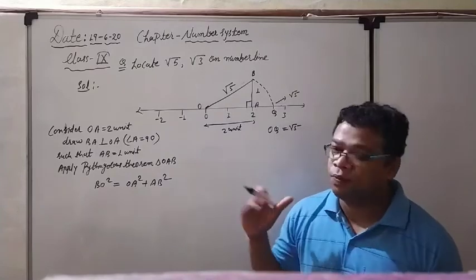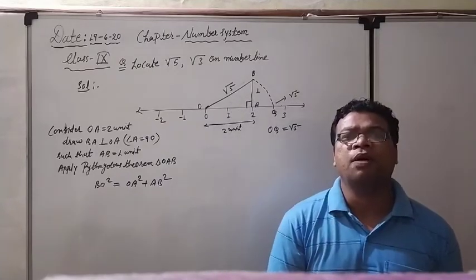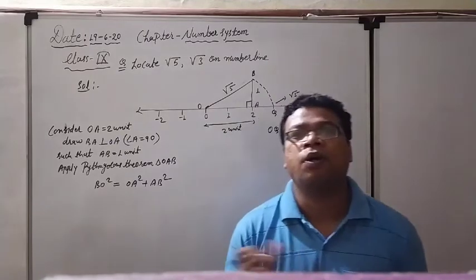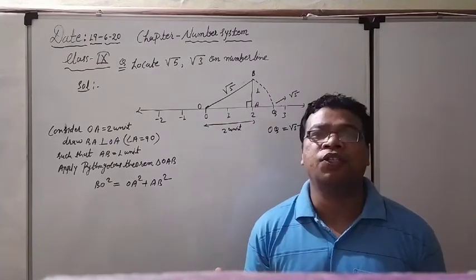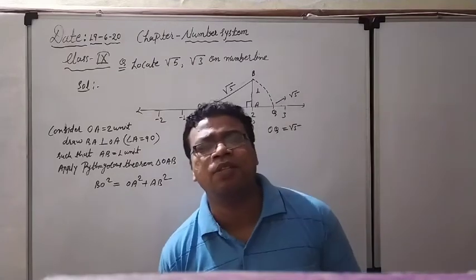Right now, we have talked about all the things. What is a rational number? What is an irrational number? What is their definition? How can we recognize them? What is the difference between them? What is their decimal expansion? So many things we have seen.